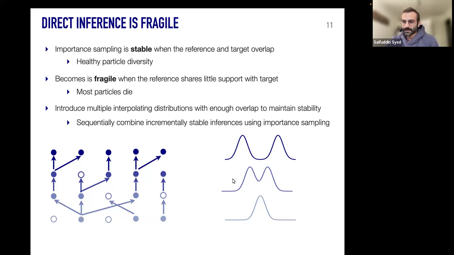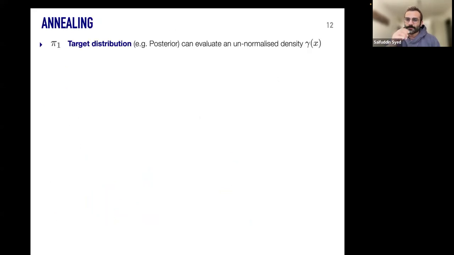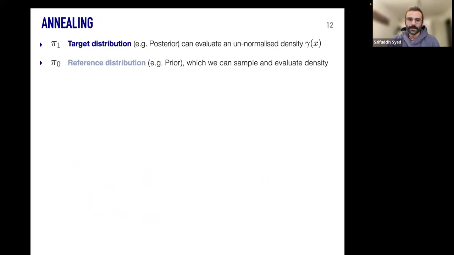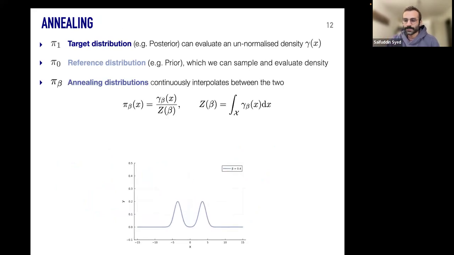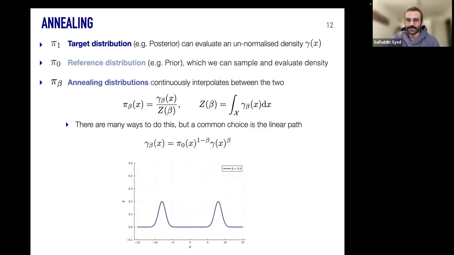So this idea that I'm describing is what is sometimes called annealing. For notational purposes, I'm always going to be referring to pi1 as the target distribution. In the back of your head, think of a posterior or something complicated. Pi0 will always be the reference. Think of something like the prior or a Gaussian, something simple and easily tractable. Pi beta is going to be some continuous interpolation between the reference and target. This could be anything. In particular, a common case is what I call the linear path, which linearly interpolates between the log densities of the reference and target.